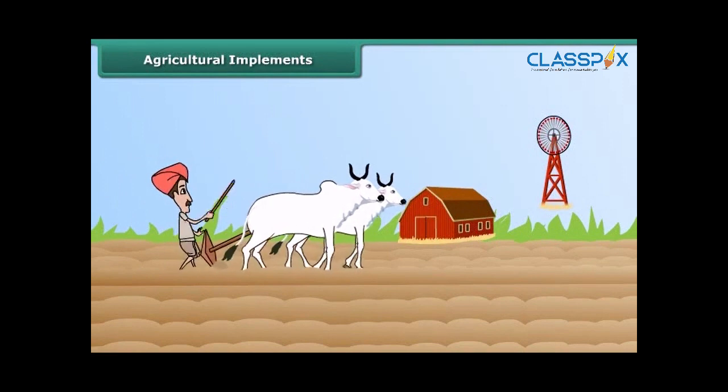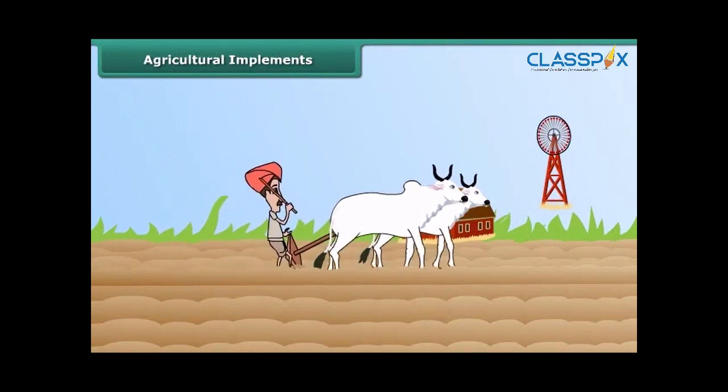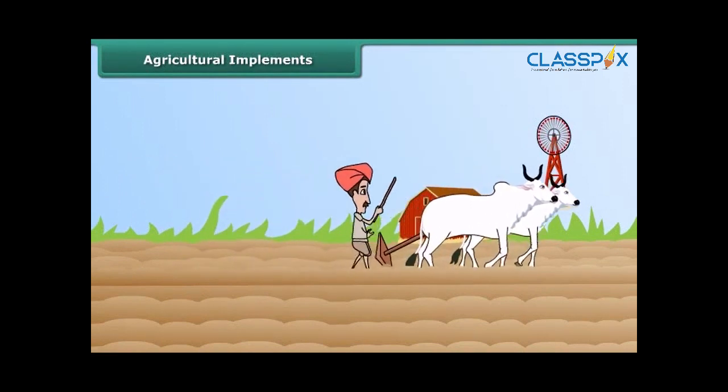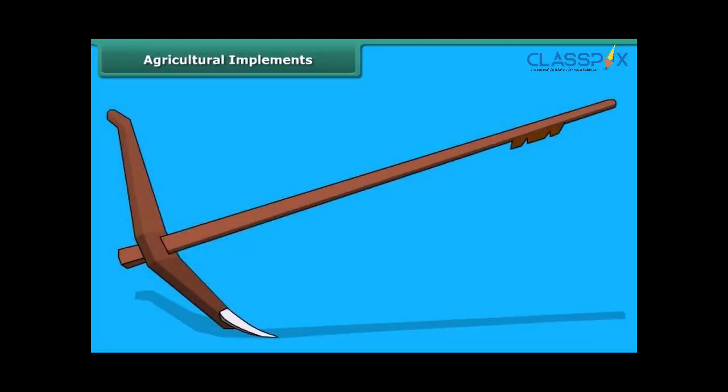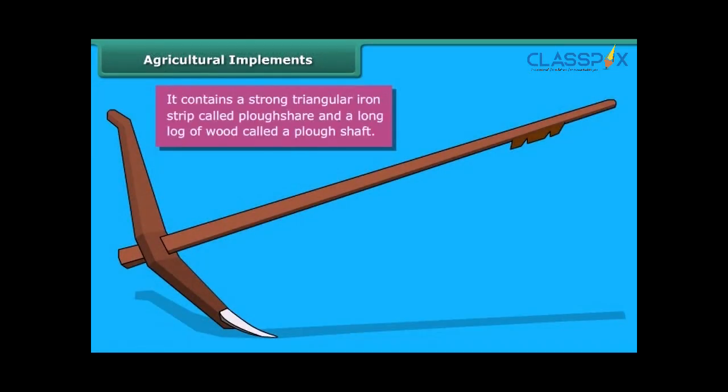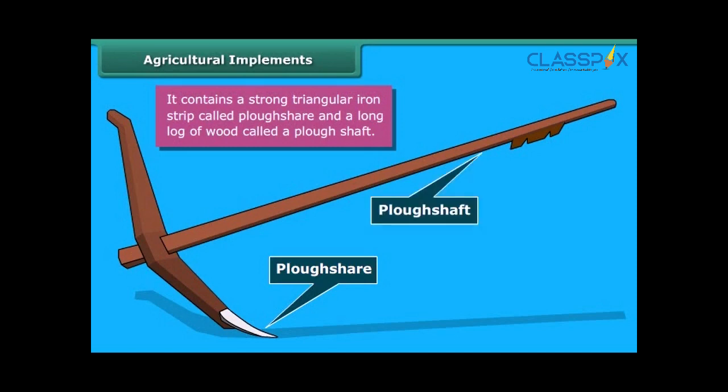Now look at this farmer. He is plowing the field. As we can see, it is made up of wood. Let us see its structure. It contains a strong triangular iron strip called plowshare, and the main part of the plow is a long log of wood called plow shaft.